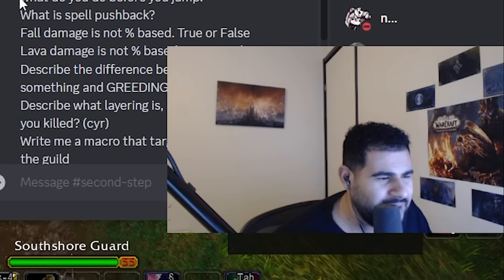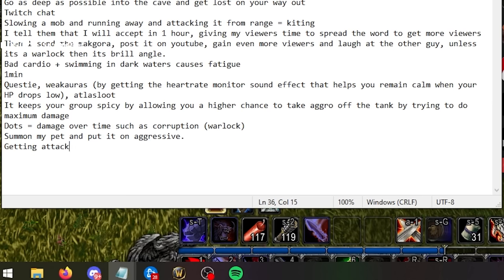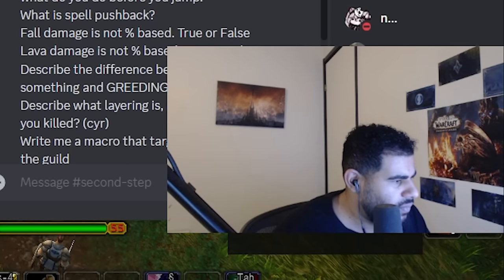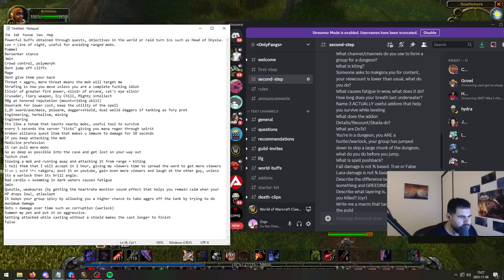We need to fail some of these, man. What is spell pushback? Getting attacked while casting without a shield makes the cast longer to finish. Fall damage is not percentage based, true or false? True. Right, no. False. Lava damage is not percentage based, true or false? False. Describe the difference between needing something and greeding something.